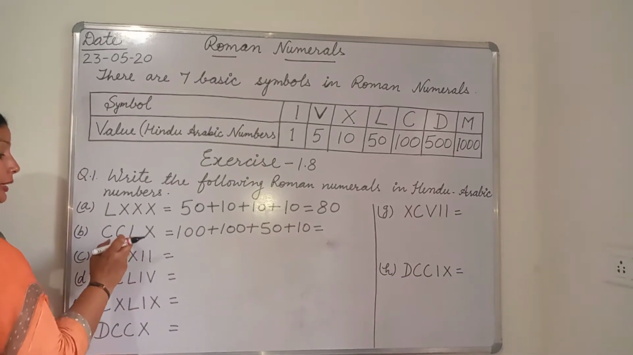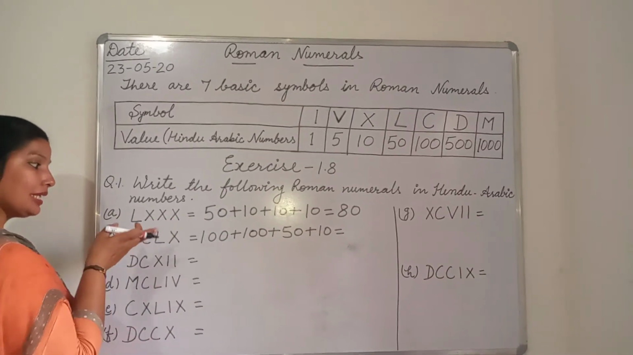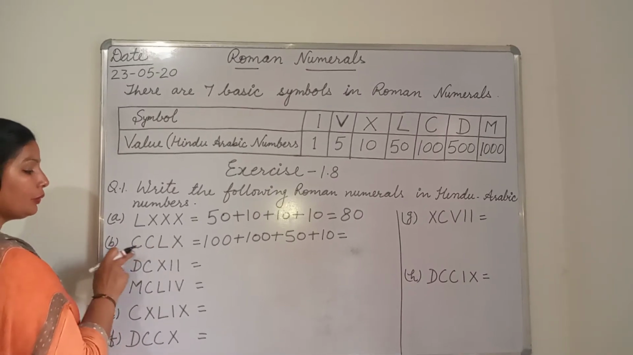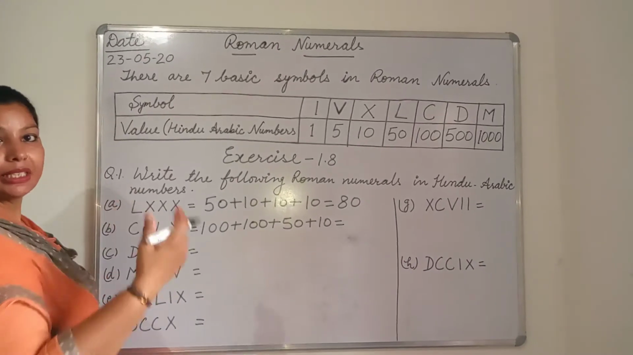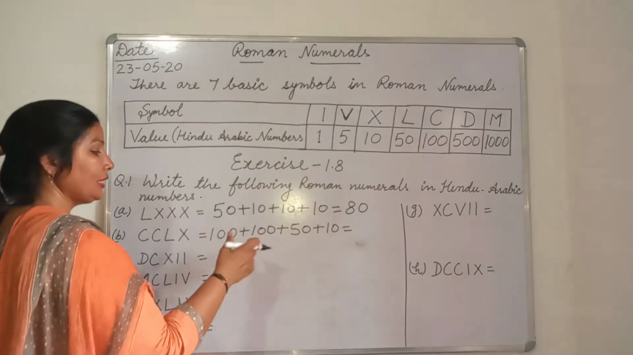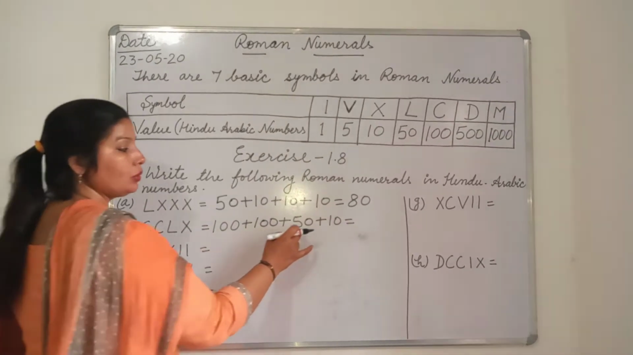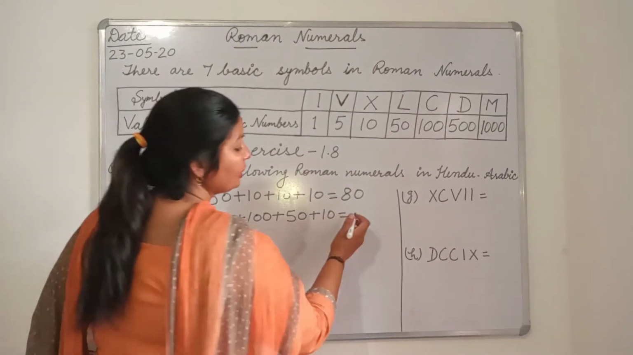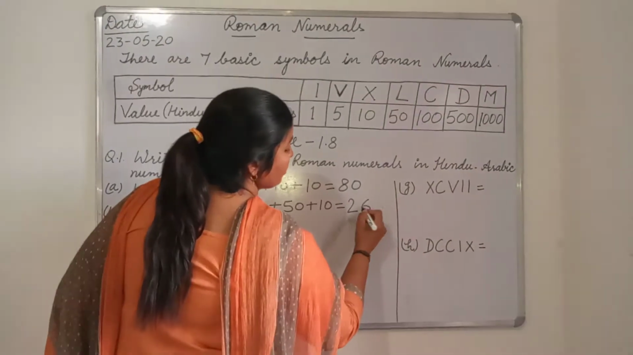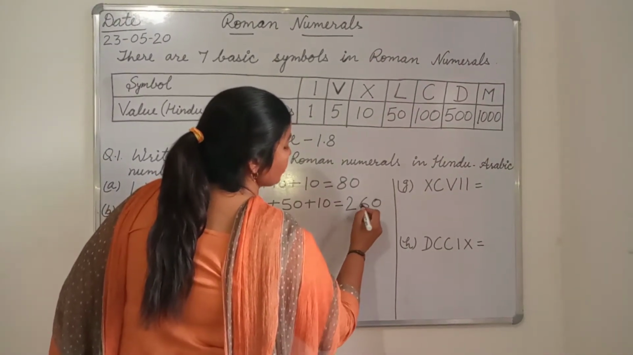If we have a smaller and then a big, that means we have subtraction. But there we don't have any value in subtraction. All are in addition. Now we add them. 100 plus 100, 200. 200 plus 50, 250, plus 10, 260. So your answer is 260.